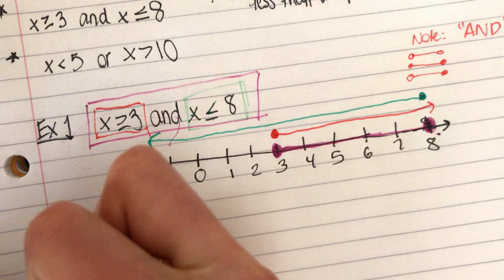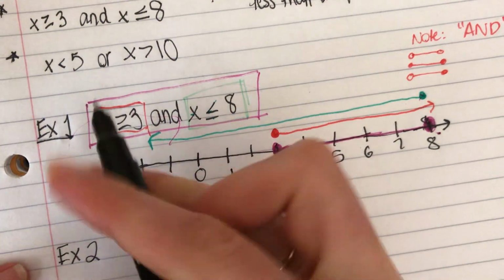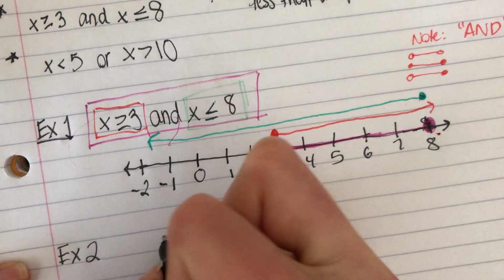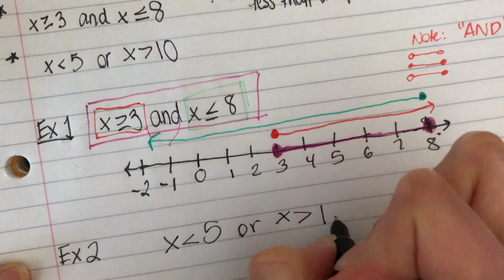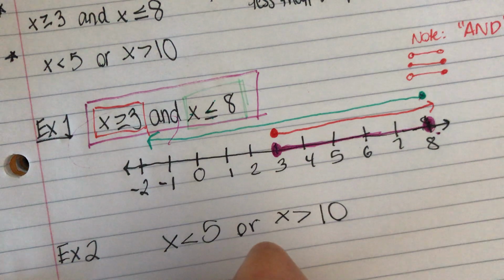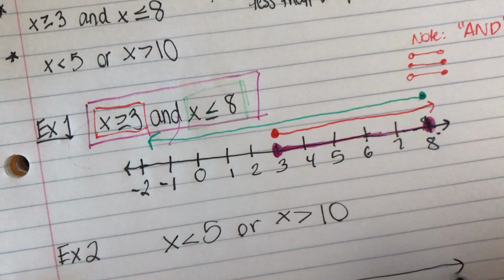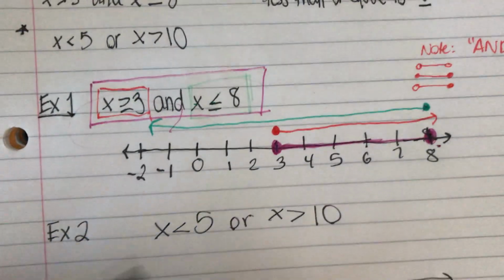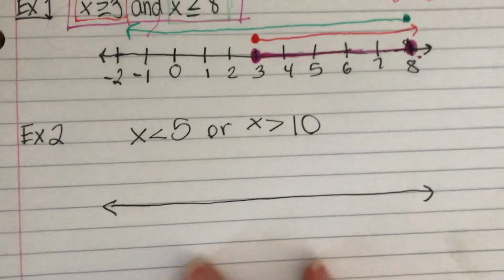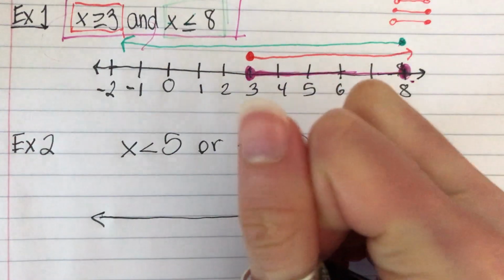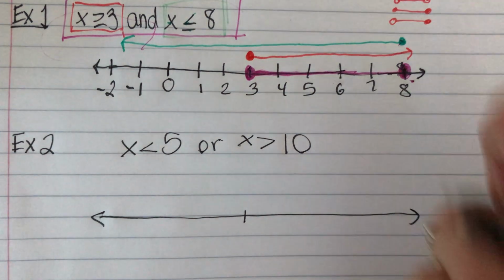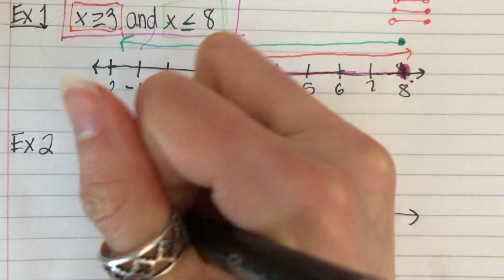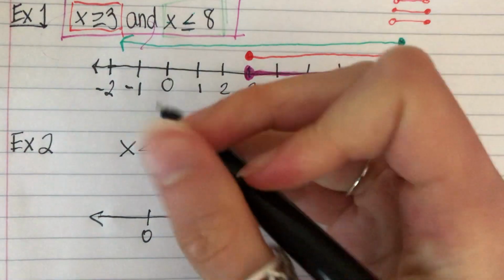Okay. So for example 2, let's look at an or problem. We'll look at this one up here. I'll just rewrite it. x is less than 5 or x is greater than 10. So again, I'll just draw out my number line, leaving plenty of room on top. I need to make sure that my number line includes the numbers 5 and 10. So I'll make the 0 start over here.